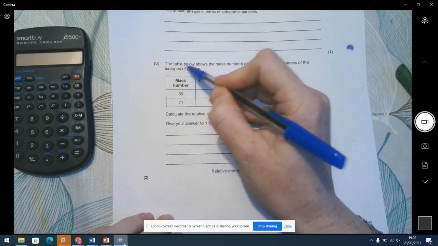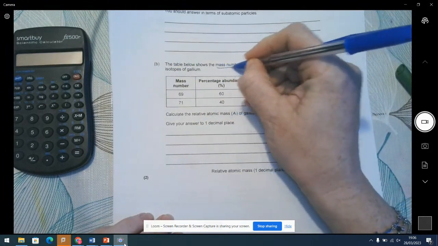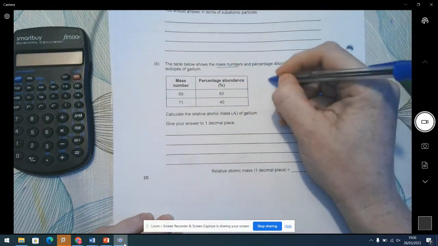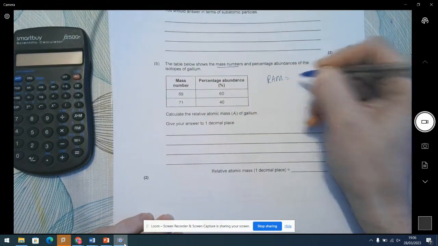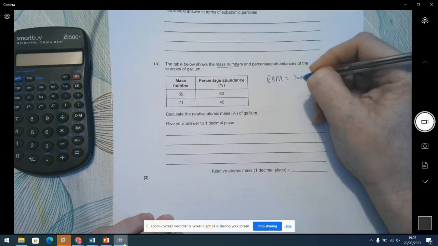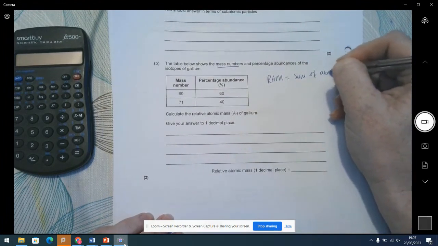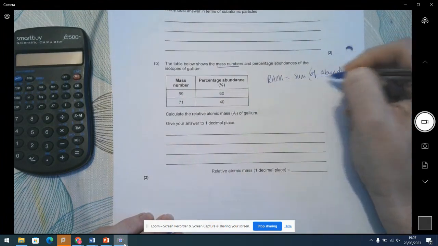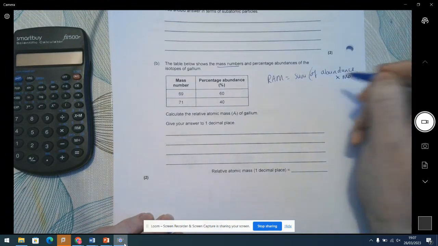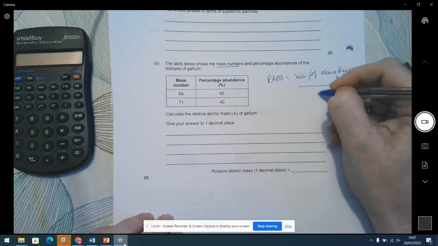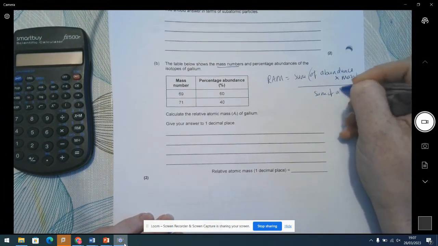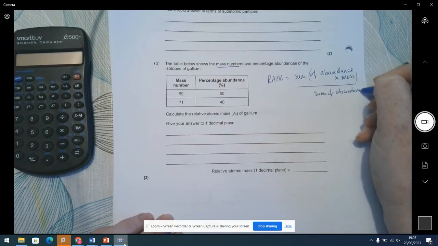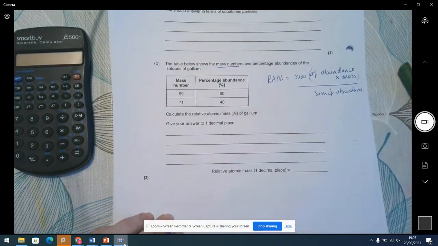But essentially it's saying the table below shows the mass numbers, and we know that from the equation, right, is the sum of the abundance times the mass. So just remember, that's what we're looking for, and we're then dividing it by the sum of the abundance. So I'm going to work this out for you now.